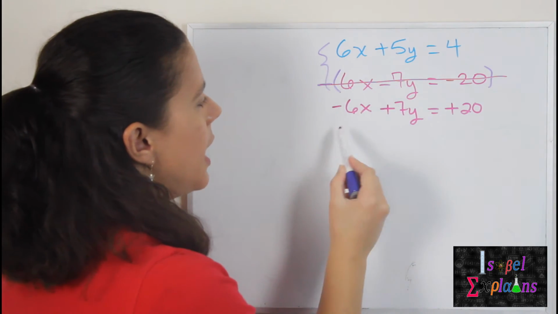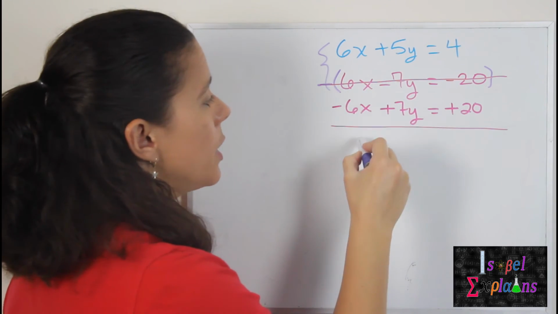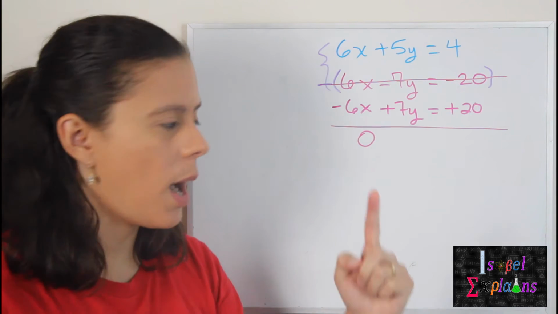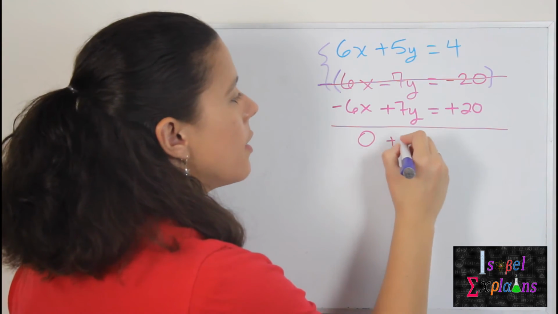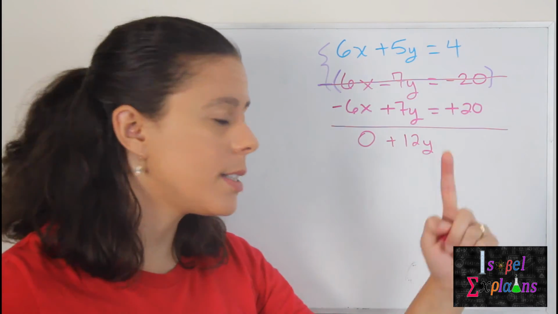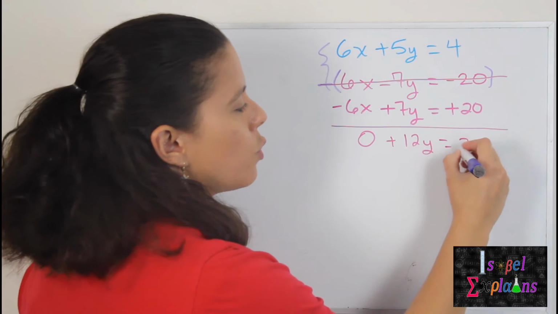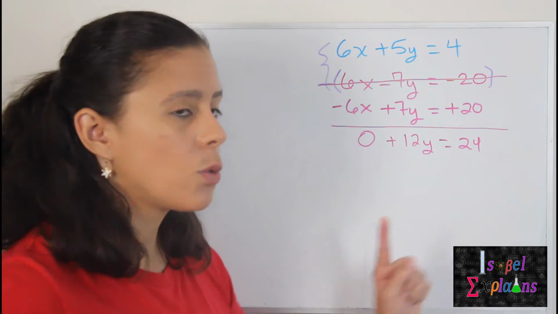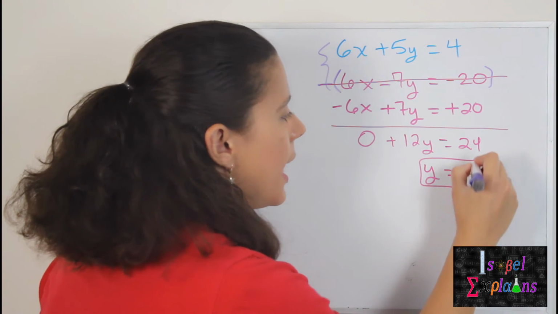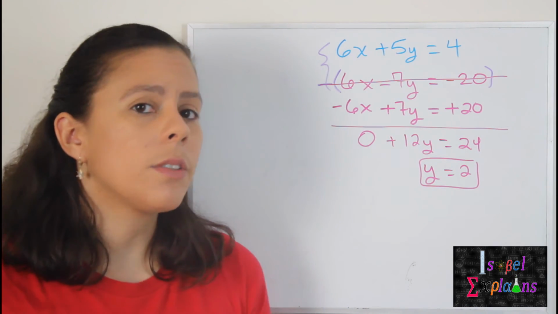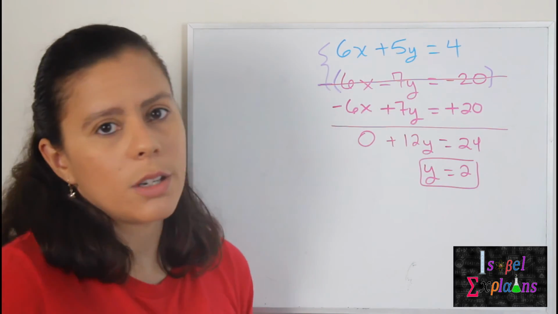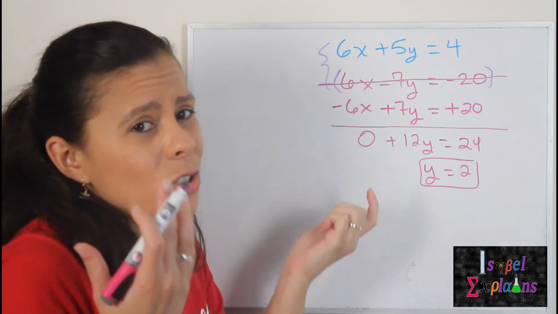So if I have 6x minus 6x, that's going to be 0. And then if I have 5y plus 7y, that's going to be positive 12y. And if I have 4 plus 20, that's going to be equal to 24. So if I divide by 12 on both sides, I get that y is equal to 2. And then again, in order for us to find the other variable, in this case the x, we're going to substitute the y back into any of the two equations. So let's just do it on the first one.